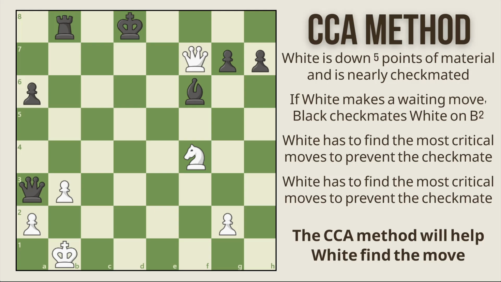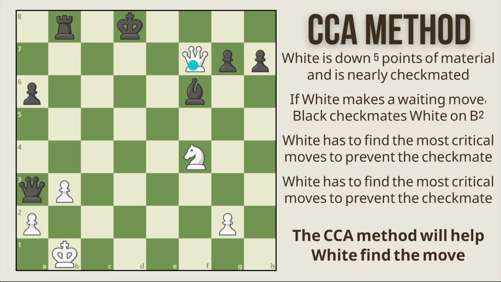And the most forcing moves can either prevent checkmate, or we can have a checkmate of our own, pretty much. And using the CCA method can help you find it. So if we look at this position, we need to try and implement the CCA method. So checks, captures, and attacks. We'll start with checks first.